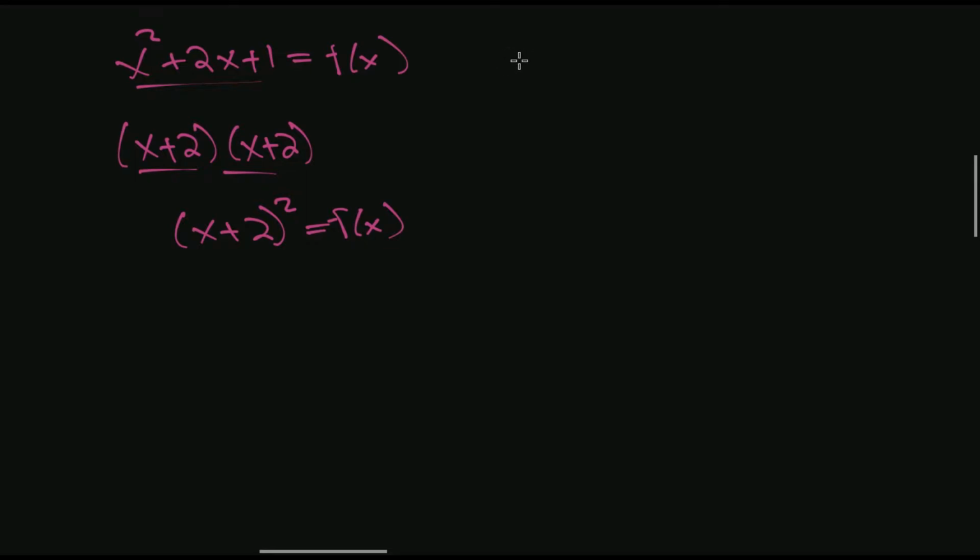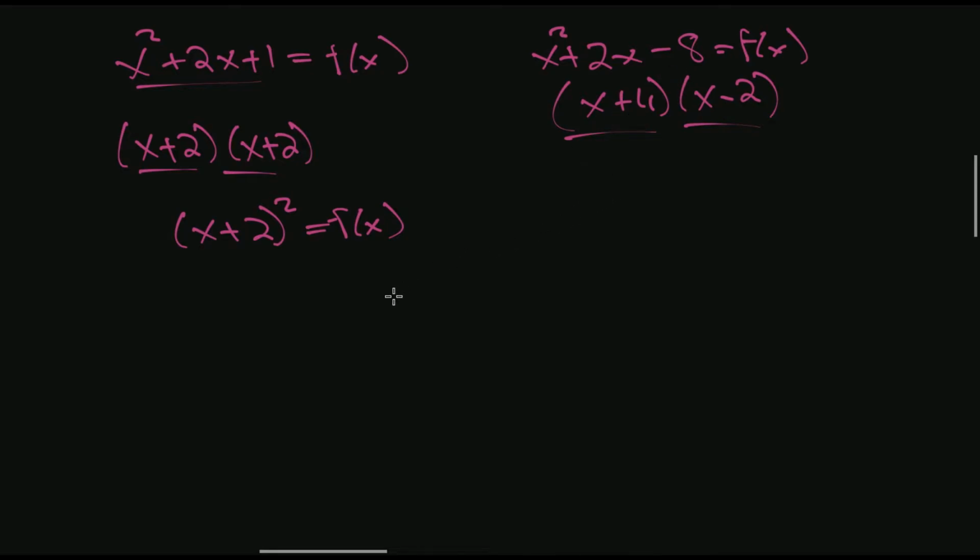An example of not a perfect square would be where I don't get the same factors. So x squared plus 2x minus 8 equals f of x. This becomes x plus 4 times x minus 2. These are not identical factors, so this is not a perfect square. So how do I complete the square?